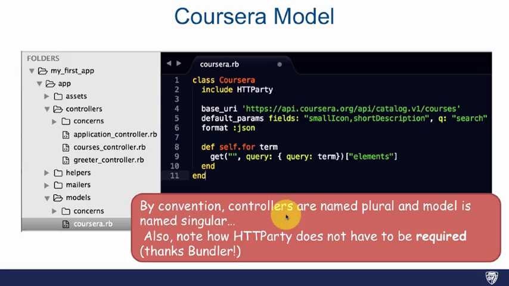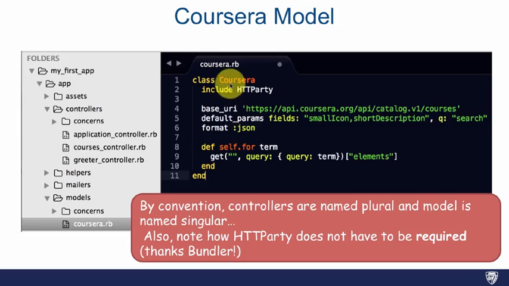And the convention is that the controllers are named plural. That's why you see here it's courses controller, which creates a plural courses controller, but the model is singular. The way I always remember it is that a model corresponds to one row usually in your database. So each instance of a model corresponds to one row in the database, and the controller controls all the instances really. So the controllers are named plural and the model is named singular.